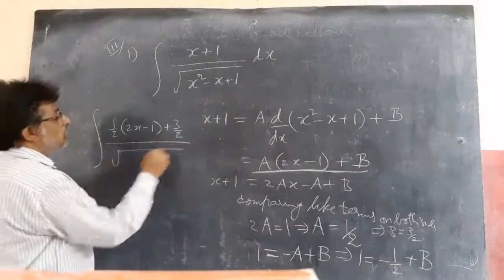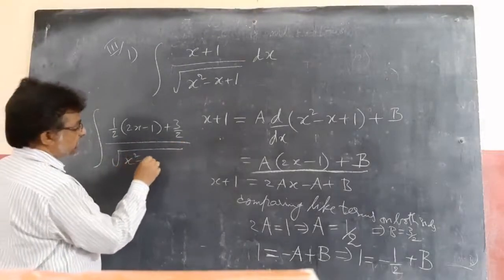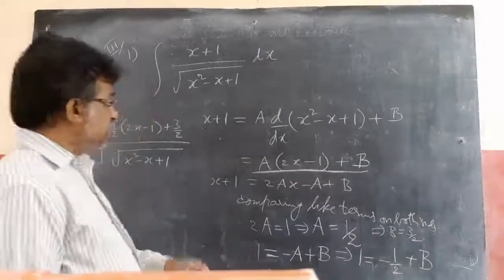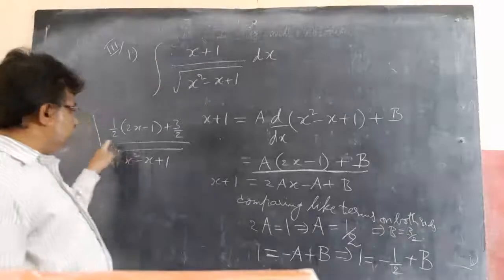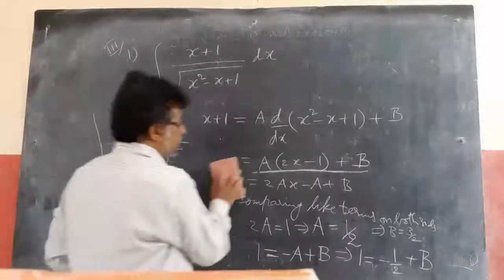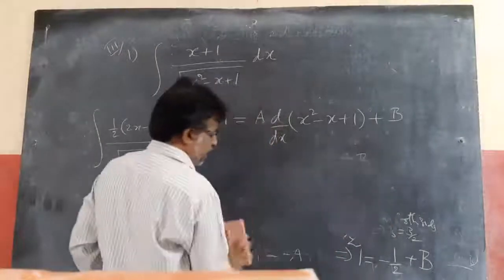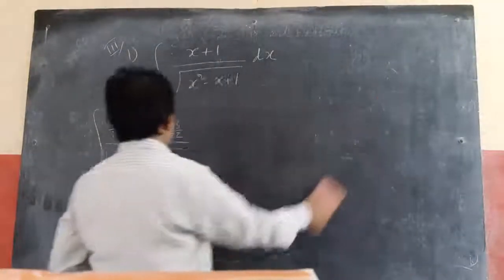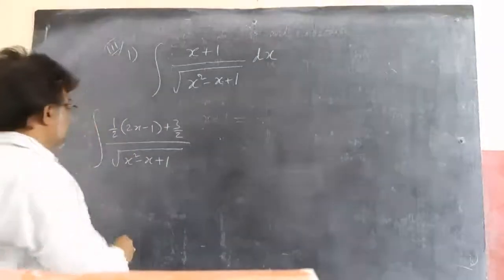By root of x square minus x plus 1. Just instead of the linear, I am writing this. Remaining part as is. Now separate them and integrate them. Now you know how to separate and how to integrate.